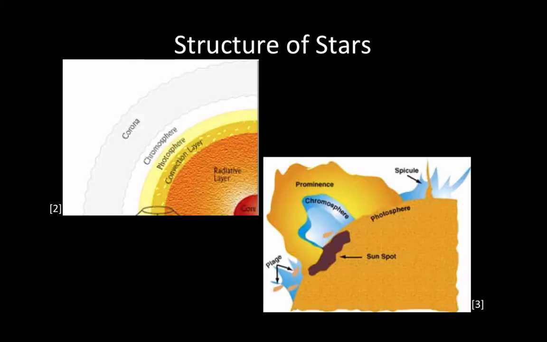Next, we're going to look at the structure of the stars. Okay, so first we have the core. The core is an extremely dense ball in the center of the star. It usually will take up about 50% of all the mass of the star, but only takes up about 1.5% of its actual size. The core is where the nuclear fusion takes place.